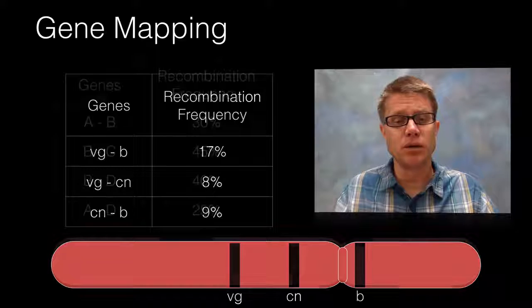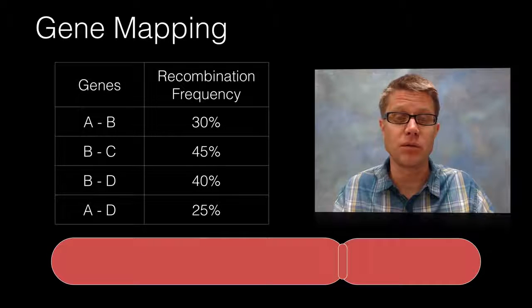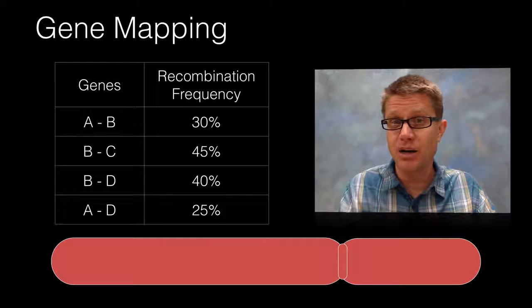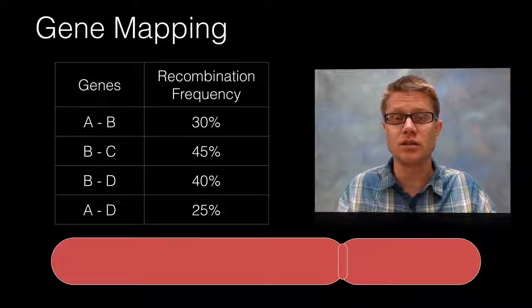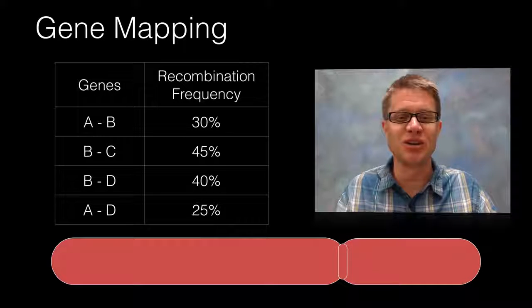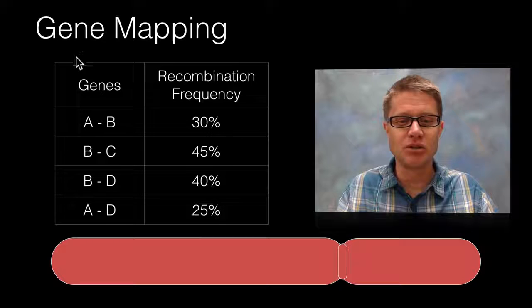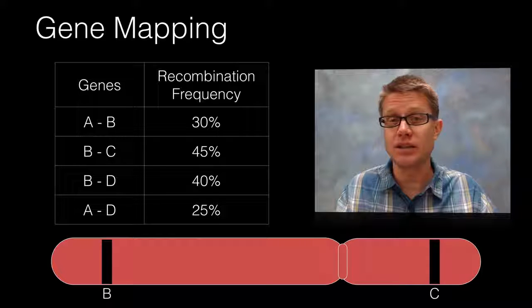Now let me give you a problem of your own. So now I've given you these 4 genes and their frequency of recombination. I would encourage you to pause the video here, and then you try to map out where each of those genes are found on the chromosome. I'll pause, and then let me show you what the right answer is. And so what I would do is, again, start with the largest frequency of recombination. I'm going to put B and C really far apart. So I'll put B on one side, C on the other.